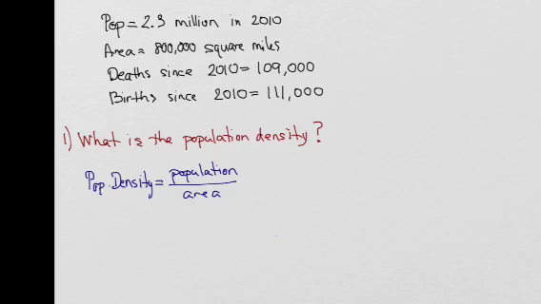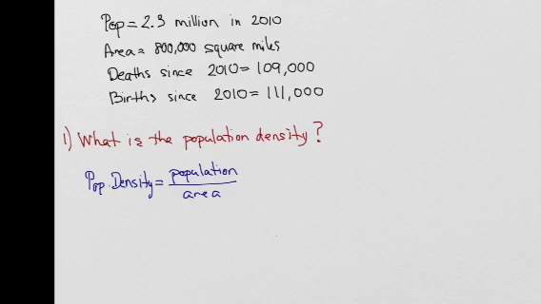So today we're going to be talking about some population calculations, because that's going to be our topic for the last part of this chapter: population growth. We're going to be looking at some of the raw data today. First off, we've got this country, doesn't matter where it is. Their population is 2.3 million people 10 years ago, back in 2010. Their area, the size of the country, is 800,000 square miles. And since 2010, they've had 109,000 people die and 111,000 people that have been born. All right, so we're going to use this to calculate some information.